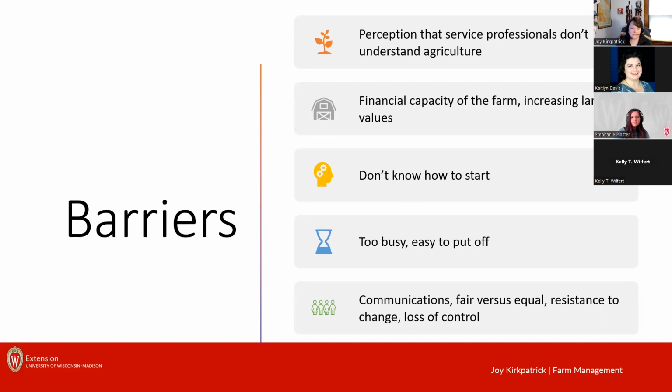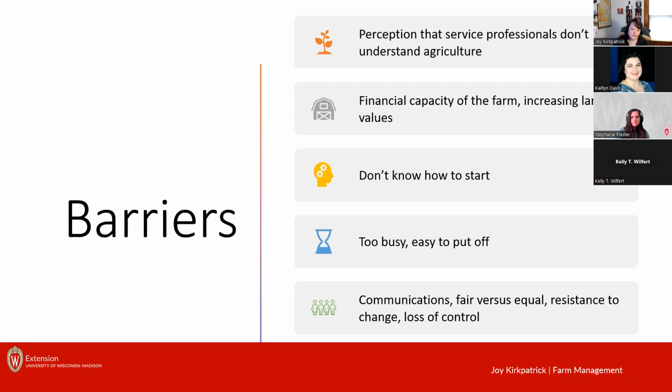Too busy and it's easy to put off. Again, that's kind of a universal thing. And then that last one is communications, fair versus equal, resistance to change, and loss of control. Let's unpack that last one on this slide a little bit. The little icon is of people. I chose that one to represent the communication and relationships tensions the farmers mentioned.